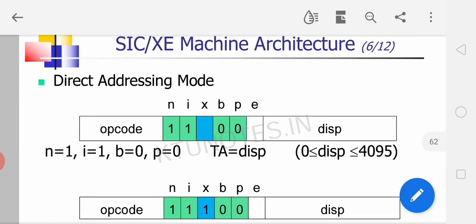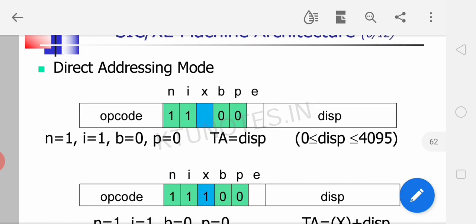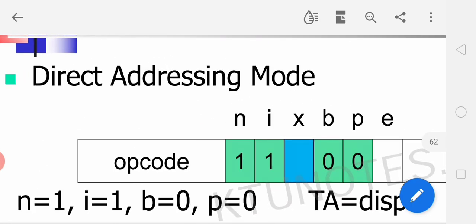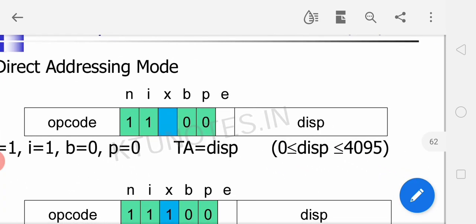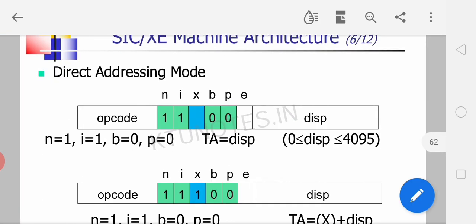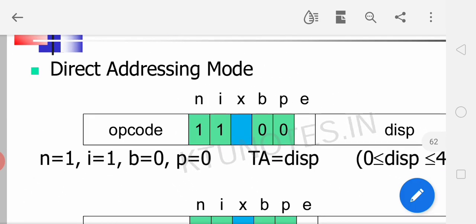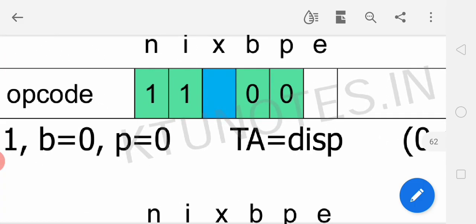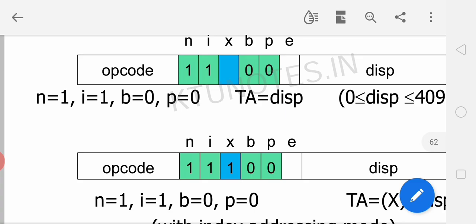In direct addressing mode, b and p should be 0. Then target address is the displacement address itself. We don't need to go to other registers and take the contents of the registers. That is why we call it direct addressing mode. We can get the target address from the displacement field itself, and the value lies between 0 and 4095. In direct addressing mode, target address equals the displacement value.